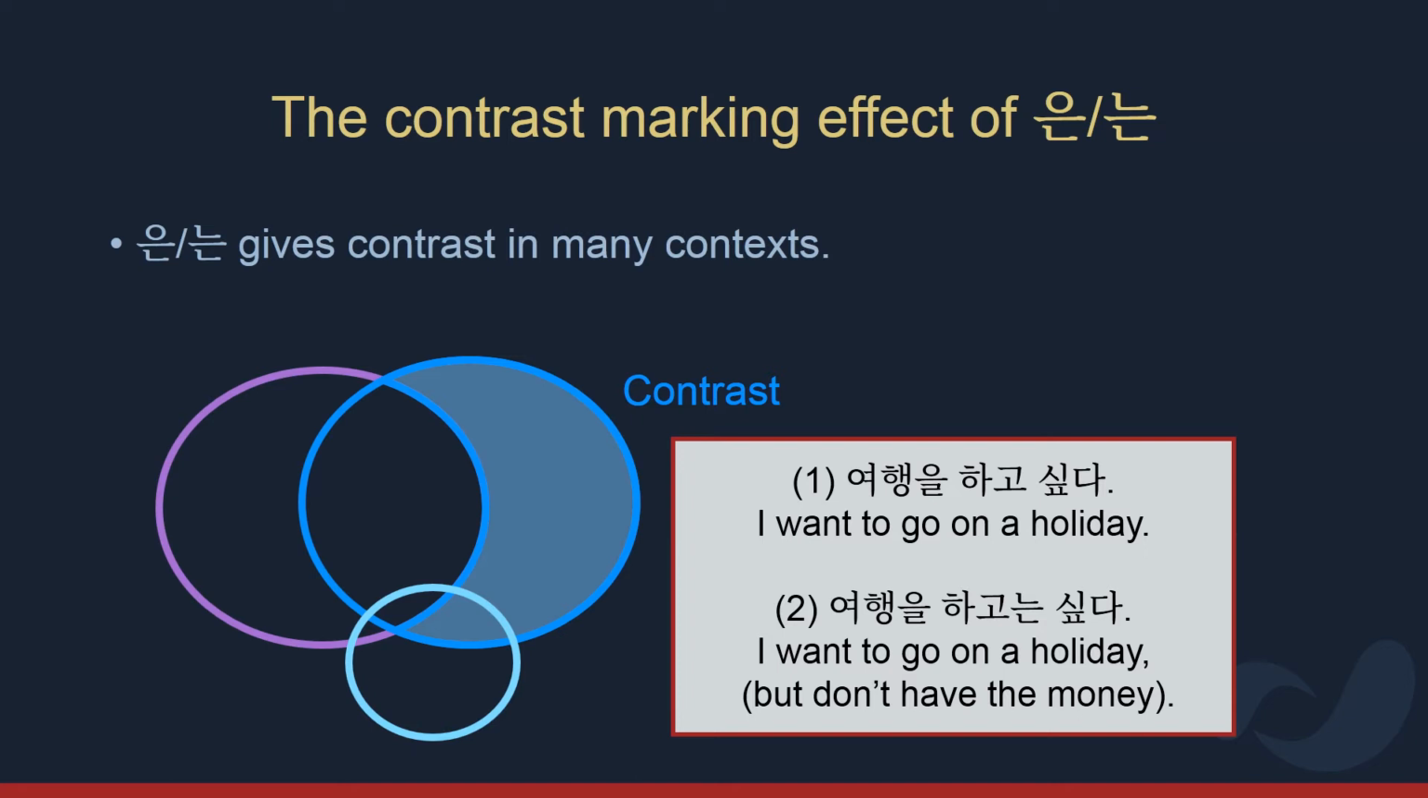The listener then makes a logical assumption as to what the speaker intends to say. Nun does this by drawing the listener's attention to the I want grammatical form, such that they can't help but infer something's happening to it. And from this comes the effect of contrast.